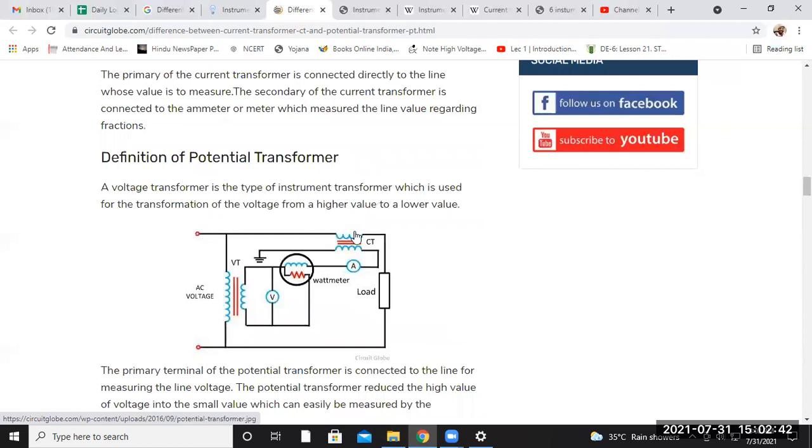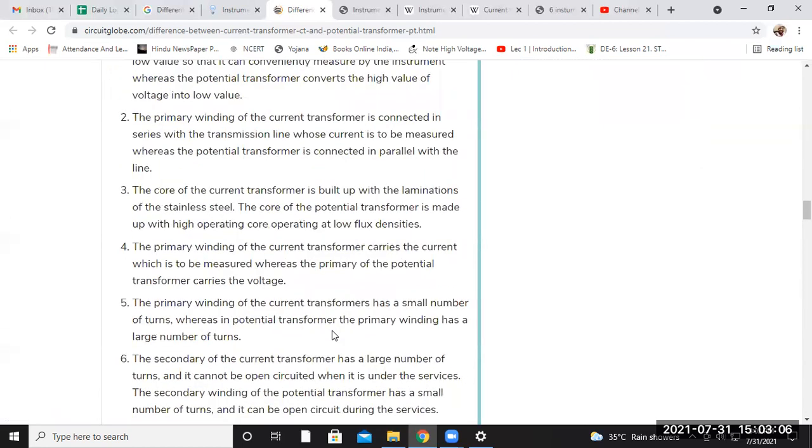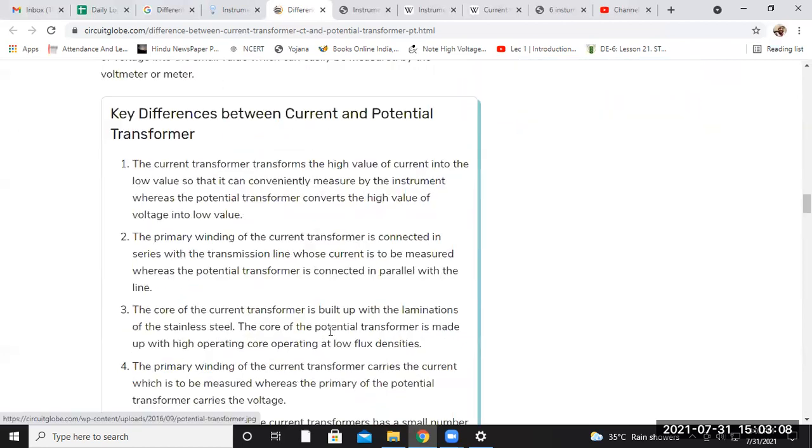So here, this is the supply voltage, the supply side. The supply side is connected in series with the current transformer, and it is connected in parallel with the voltage transformer, and the voltmeter is connected here. This is the wattmeter, showing how much power is being consumed during the application, as measured through this potential transformer. Okay, so these are some differences between the current transformer and the potential transformer.